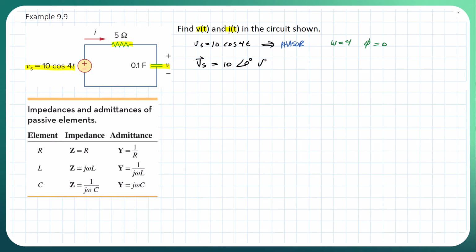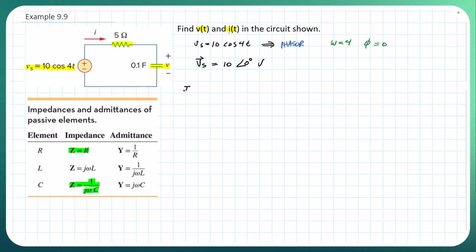The other thing we need to know about this problem is that we are dealing with impedances and admittances. We have both a resistor as well as a capacitor. The impedance of the resistor is just the value of the resistor, and the impedance of the capacitor is 1 over j omega C. We're going to use both of those in coming up with the impedance for the circuit. So let's go ahead and write that down.